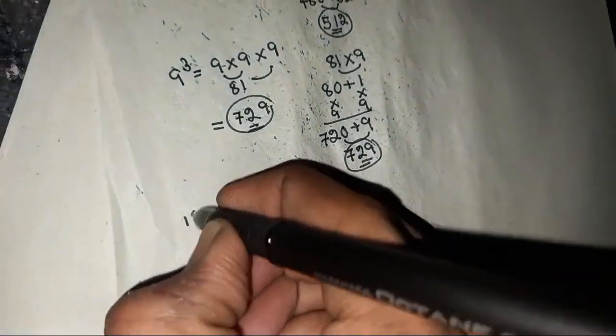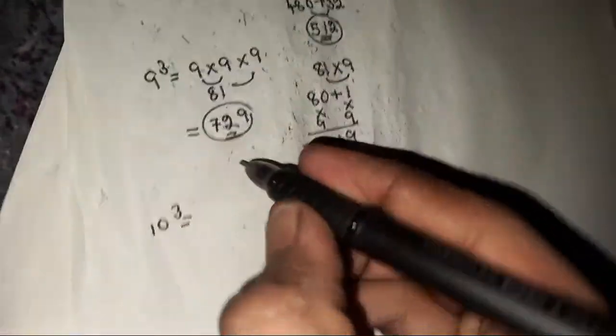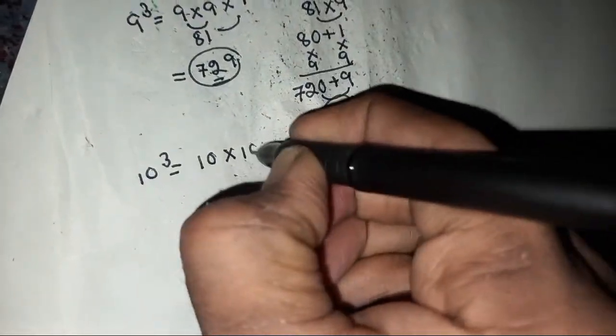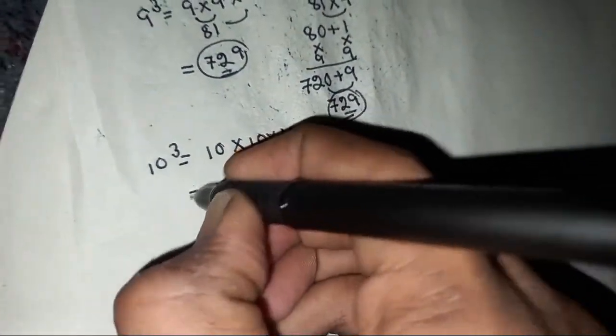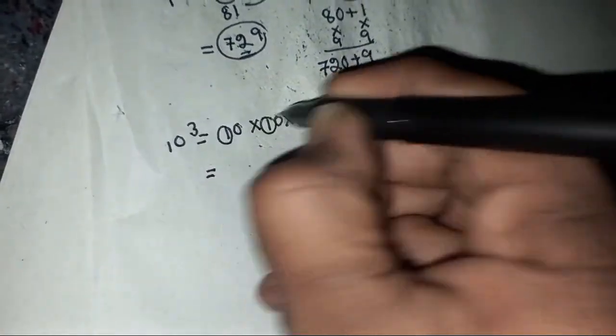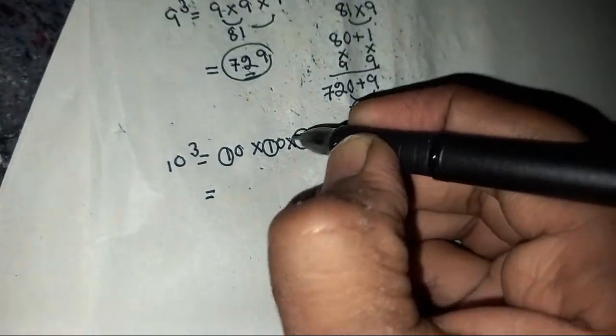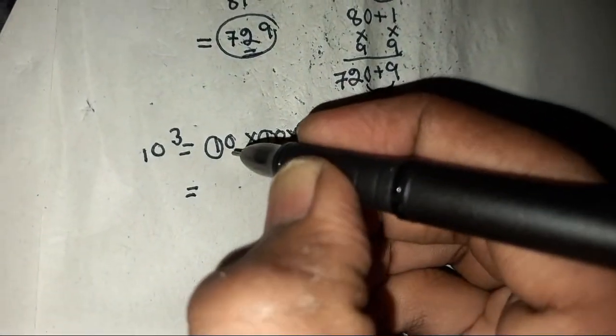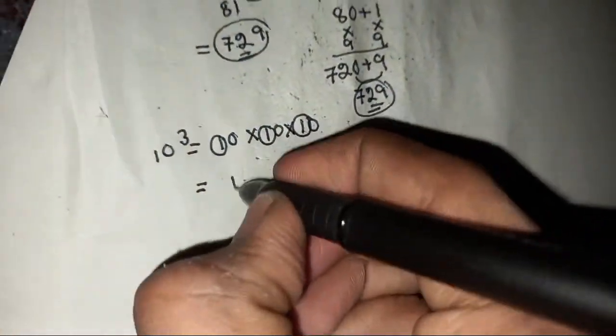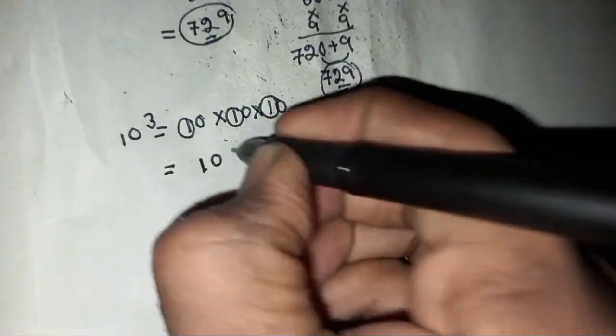Let's take 10 cube. 10 cube can be written as 10 times 10 times 10. You don't need to do it, just multiply the numbers in front of the zeros. 1 times 1 is 1. Again 1 times 1 is 1, and 1, 2, 3, 3 zeros, which becomes 1000.